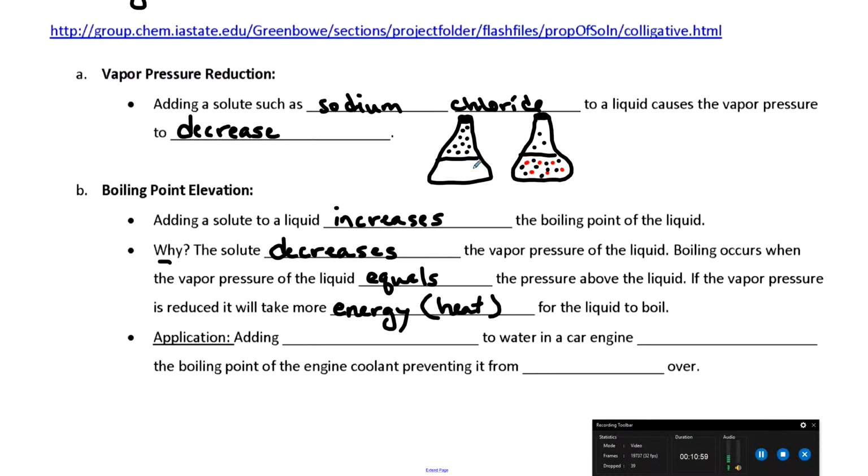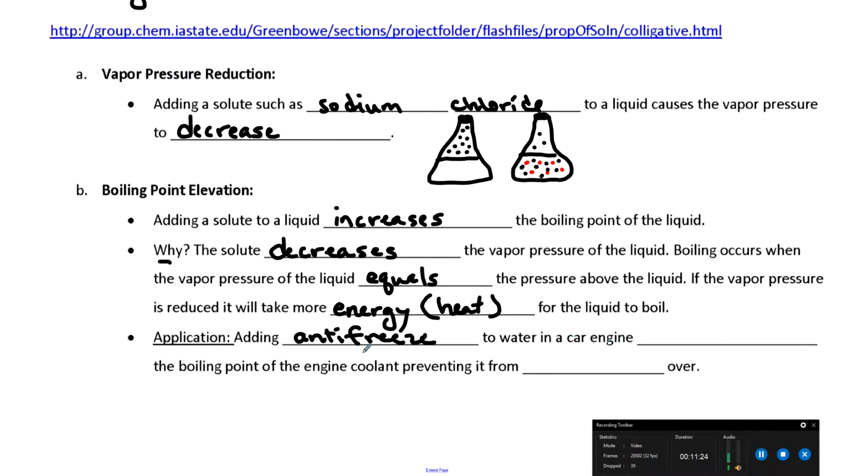You need less heat here, more heat here. So that means the boiling point is elevated. It's at a higher temperature. You had to add more and more heat to this one. So an application of boiling point elevation is adding antifreeze to water in a car engine.